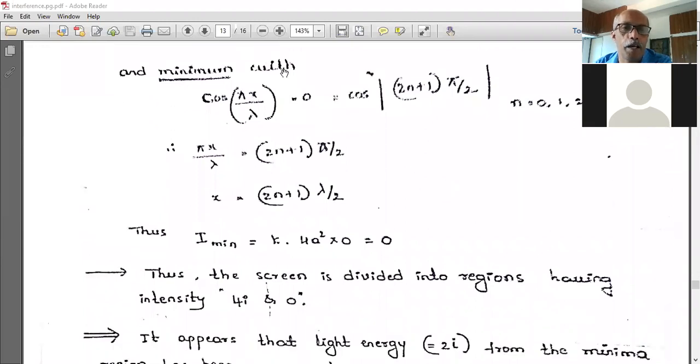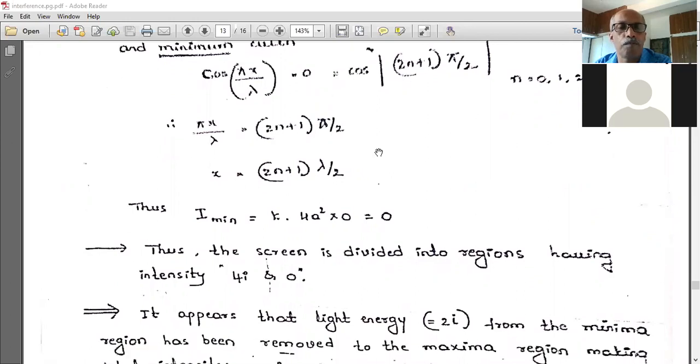And minima can take place if cos(pi x by lambda) becomes equal to 0. Cos theta will become equal to 0 if theta takes the values 2n plus 1 pi by 2. Therefore, cancelling the cos terms, pi x by lambda is equal to 2n plus 1 pi by 2. Cancelling pi on both sides, we get x is equal to 2n plus 1 lambda by 2, where n can take the values 0, 1, 2, 3, 4, etc.